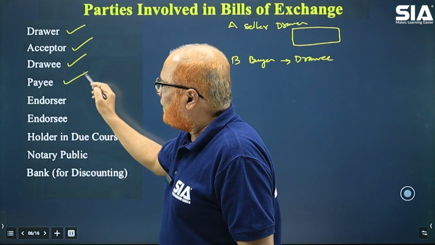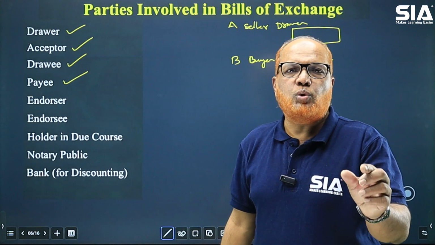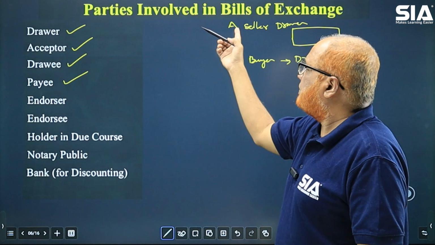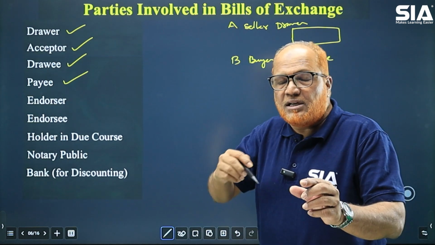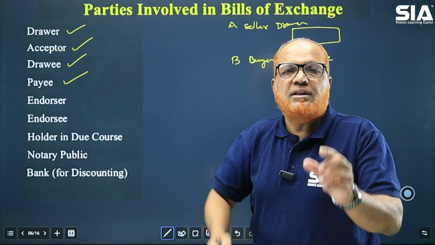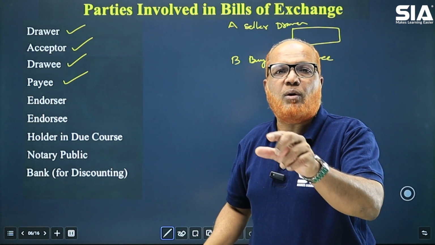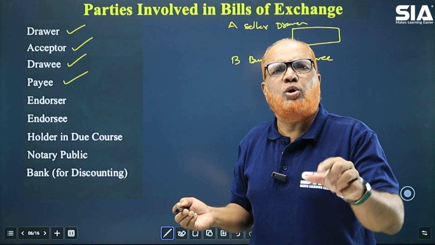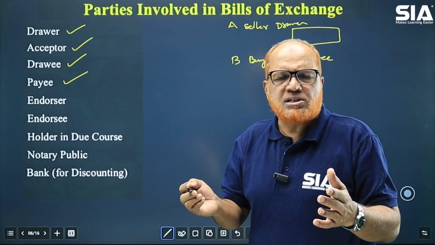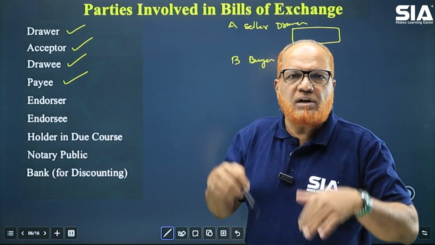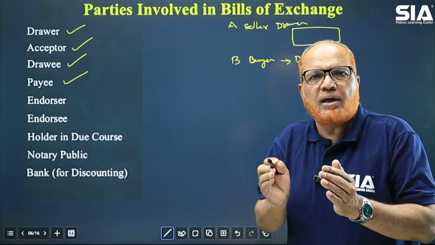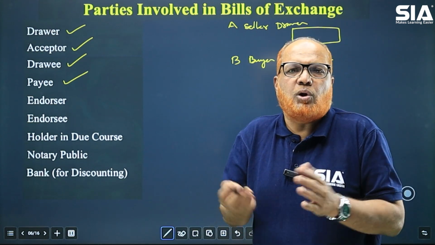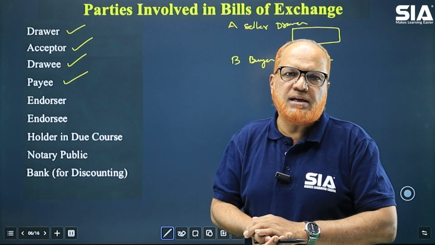Now payee. Payee means the person to whom the amount has to be paid. A will write in the bill itself that he is instructing or directing B that after 3 months pay the amount to C, another person. It is not compulsory that payee should be a third person. In many cases, what will happen? The drawer himself is the payee. That means the drawer will keep the bill with himself for 3 months. After 3 months, he will only get the money. So drawer and payee will be one and the same person.